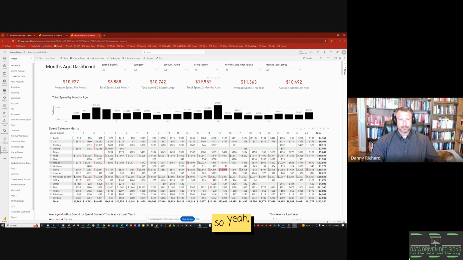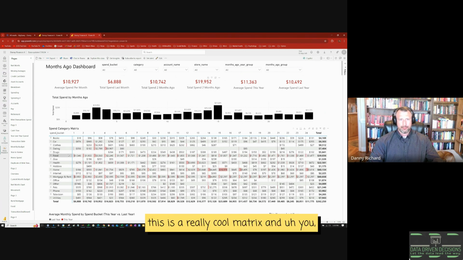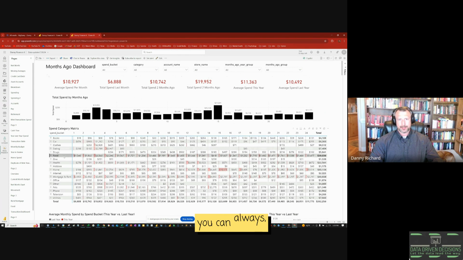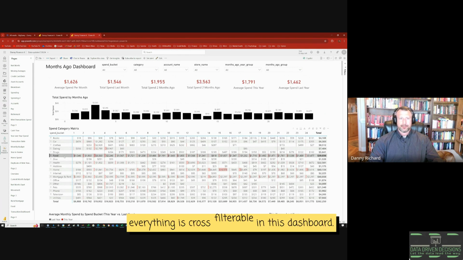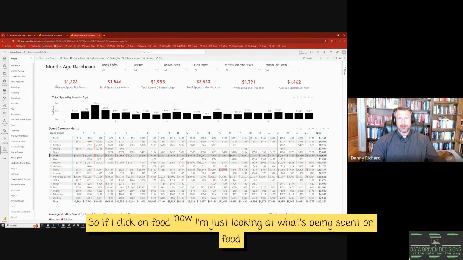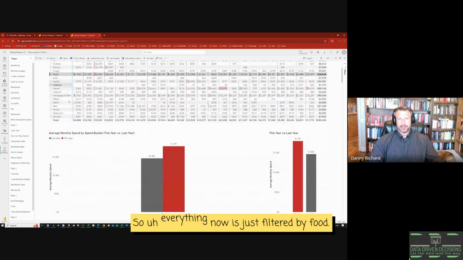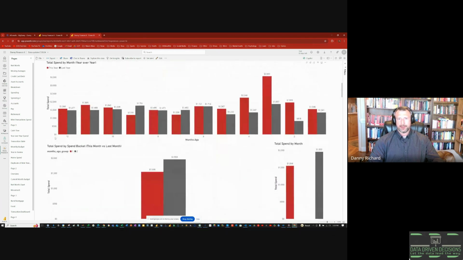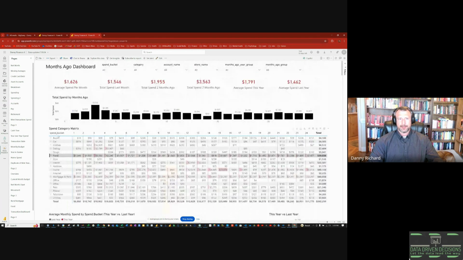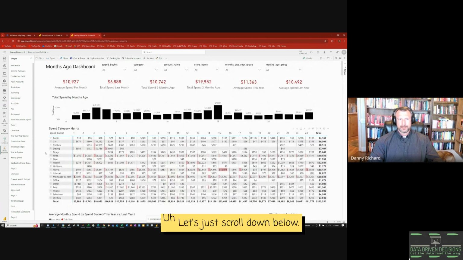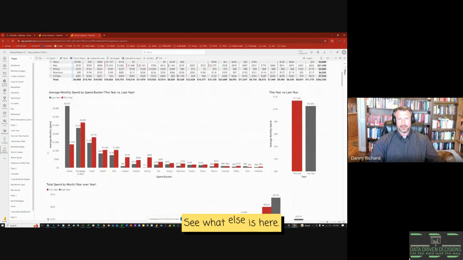Yeah, this is a really cool matrix, and everything is cross filterable in this dashboard. So if I click on food, now I'm just looking at what's being spent on food. So everything now is just filtered by food. That's really nice. Let's just scroll down below, see what else is here.